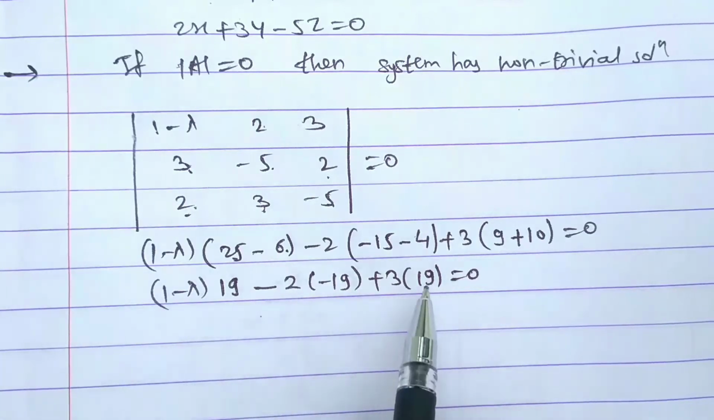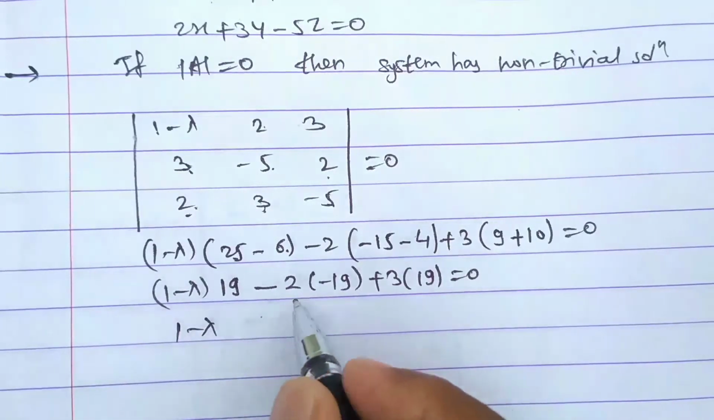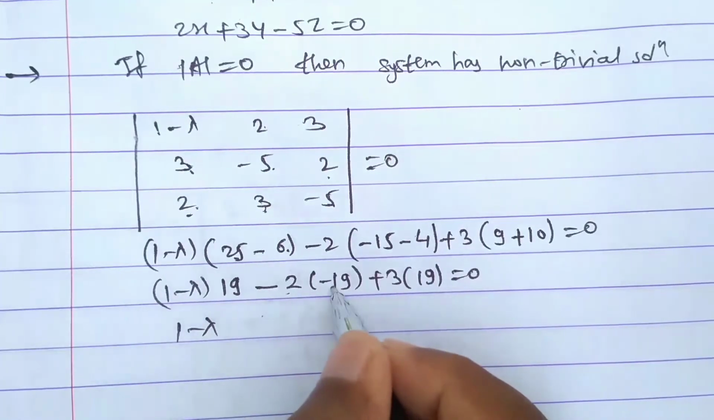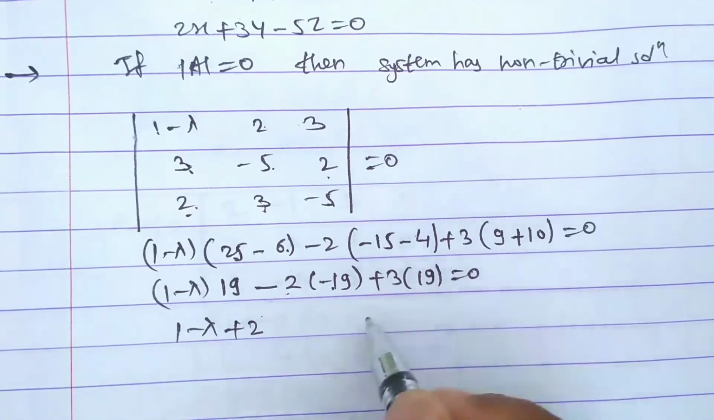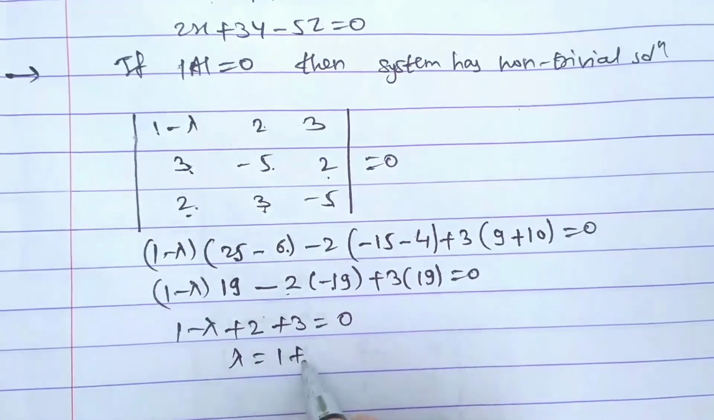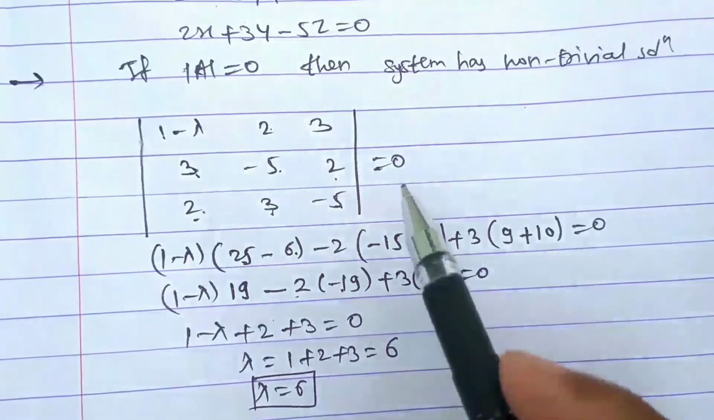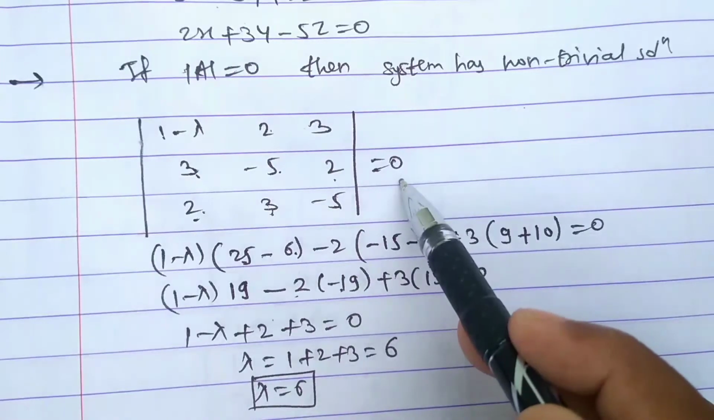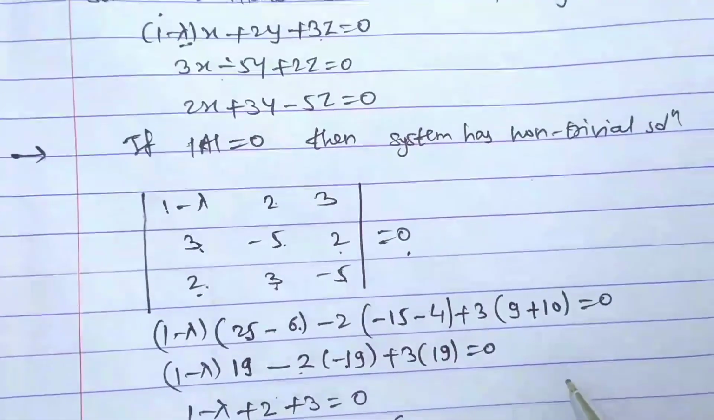If you see, 19 is common in all these terms, so I just divide the whole equation by 19. We will get 1 minus lambda, as 19 is cancelled out, minus 2 into this minus 1, it is plus 2, and divided by 19, this 19 gets cancelled, we will get 1 here, 3 into 1, that is plus 3 equals 0. So lambda equals 1 plus 2 plus 3, it is 6. That means for lambda equals 6, this matrix has determinant 0. That means the system has a non-trivial solution, the system has infinitely many solutions.